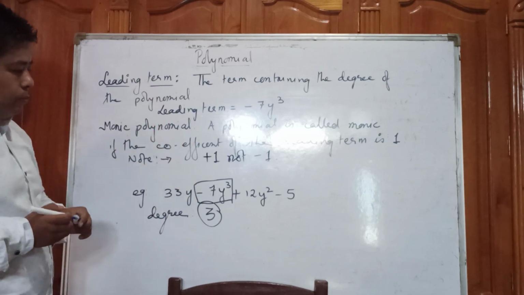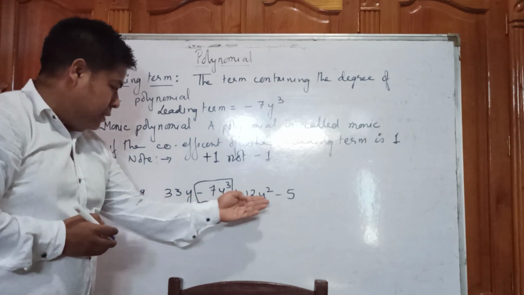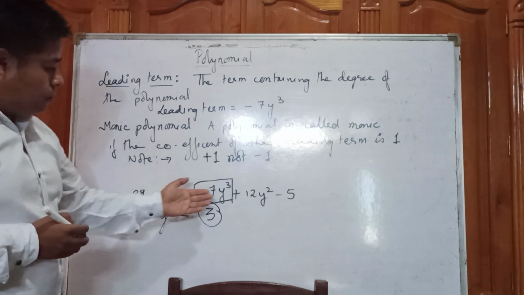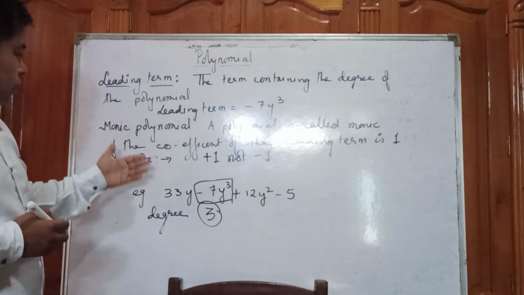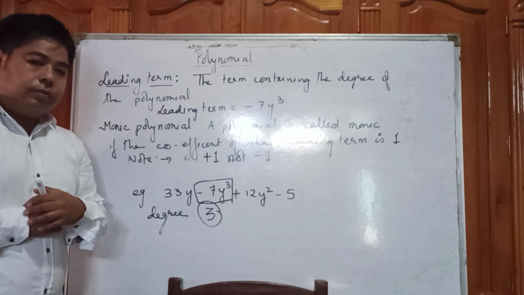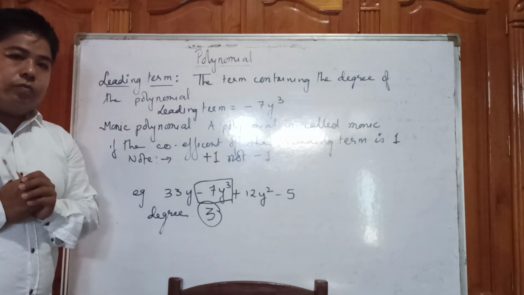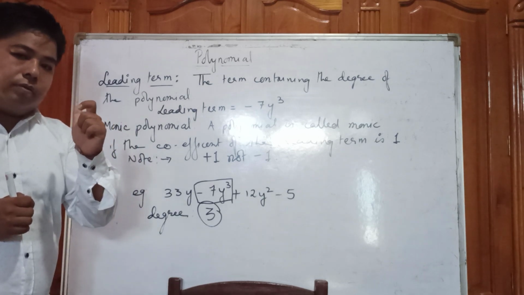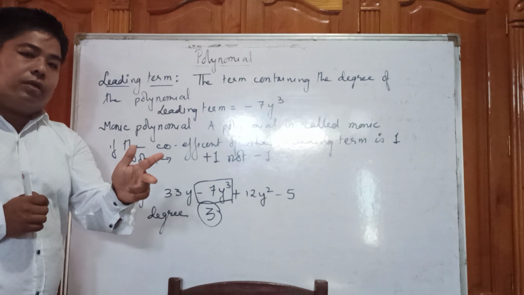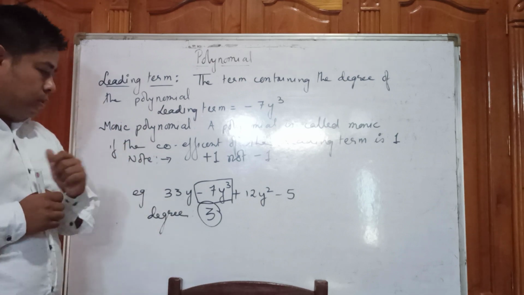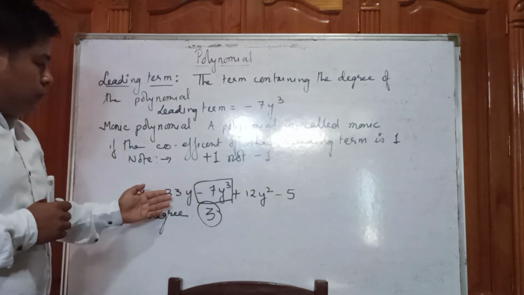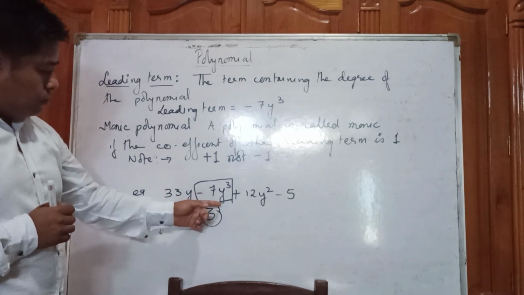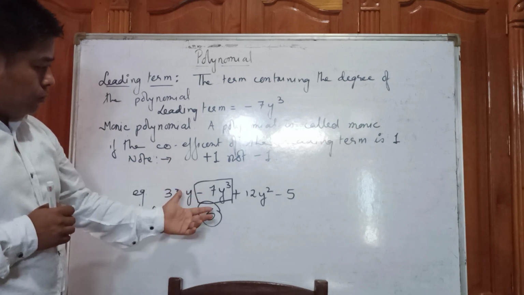That is, a polynomial is going to be called monic. Let's see this particular example here, we are going to check whether it is a monic polynomial or not. In order to check, we need to learn the degree of the polynomial, then how to find out the leading term, then how to find out whether it is monic or not. We know that the degree of this polynomial is 3. Therefore, the leading term is minus 7y cubed.